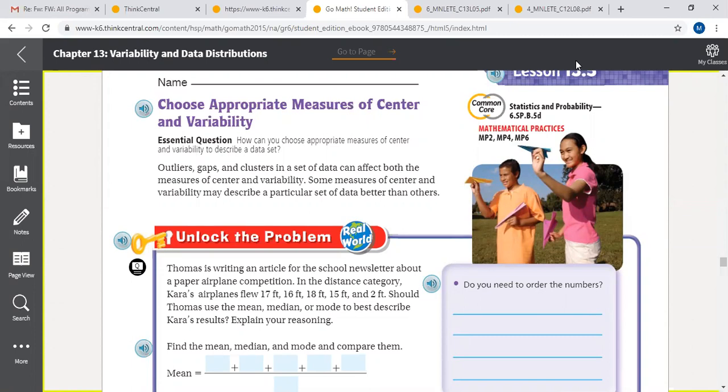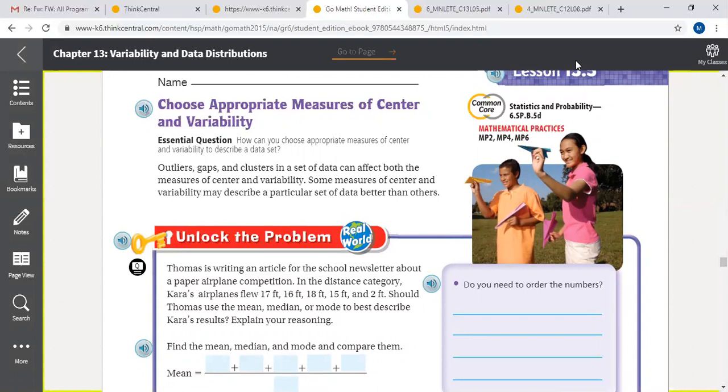describe a data set. Okay, the first example. Thomas is writing an article for the school newsletter about a paper airplane competition. In the distance category, Kara's airplanes flew 17 feet, 16 feet, 18 feet, 15 feet, and 2 feet. Should Thomas use the mean, median, or mode to best describe Kara's results? Explain your reasoning. Firstly, we want to find the mean.